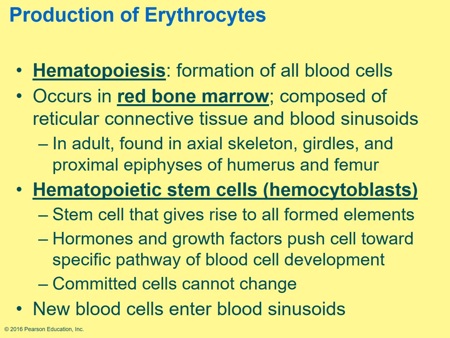Stem cells are going to give rise to all of your formed elements, and then hormones and growth factors are going to help direct which pathway that stem cell is going to go down. Does it form platelets? Does it form the red blood cell? Where does it go? Once it's determined which pathway you're going to go, that's it. You cannot change.